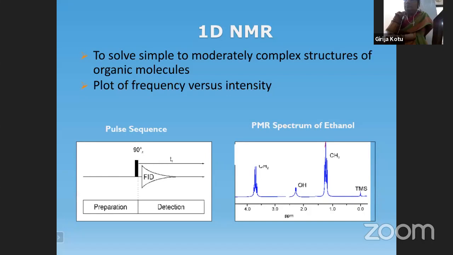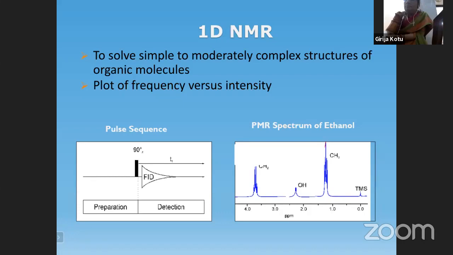And the signals are split according to the neighborhood. So CH3 is split upfield as a triplet, because it has got two neighbors, that is methylene. And methylene is a downfield quartet because the environment is methyl. So it is seen as a quartet, and hydroxyl. So now using this information, you can know there are three different kinds of proton and the environment, and based on that, you can deduce the structure of the molecule, that is ethanol.